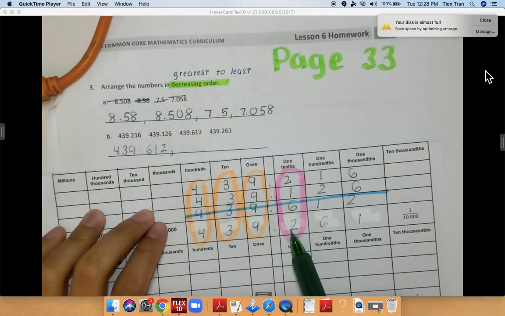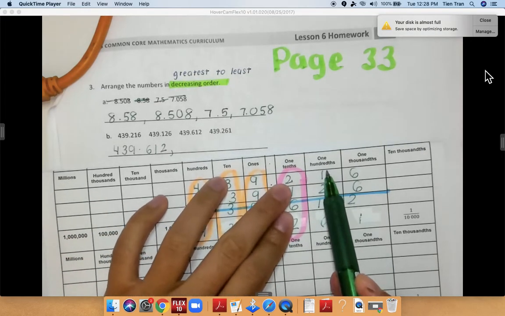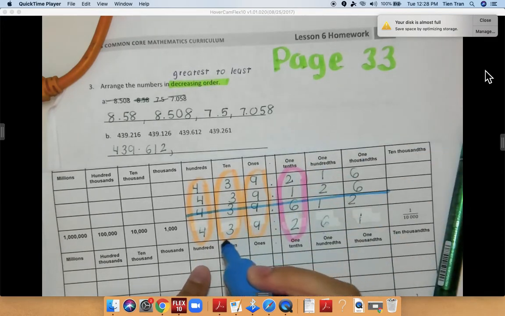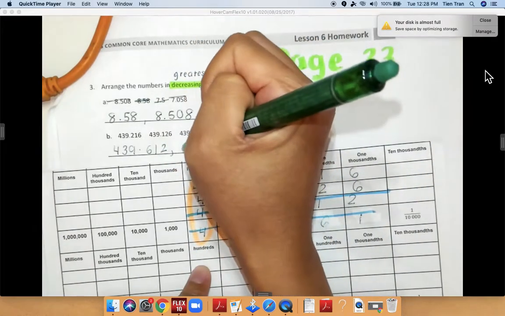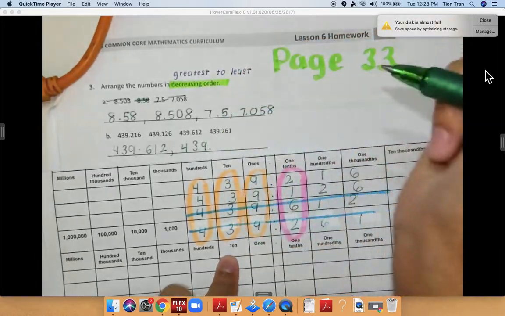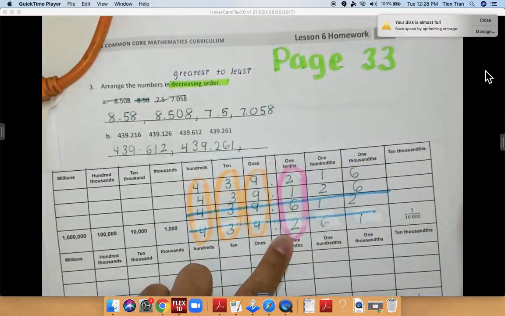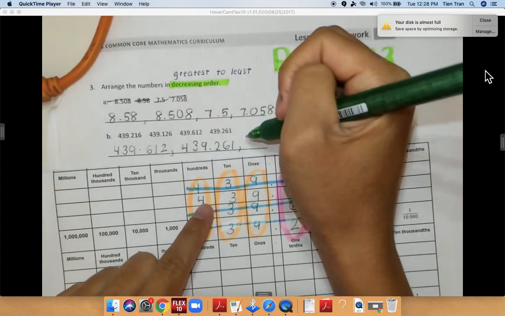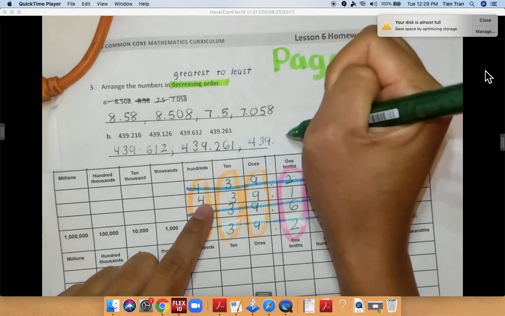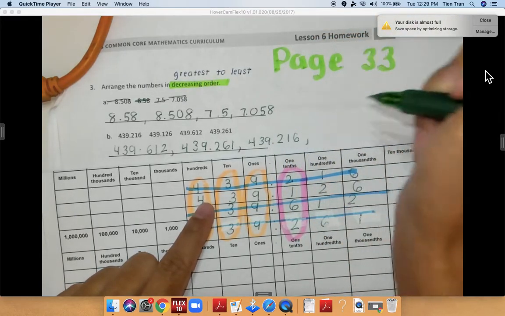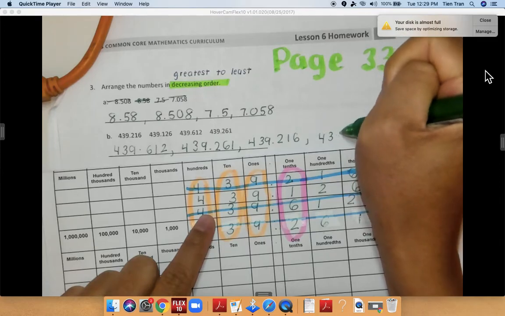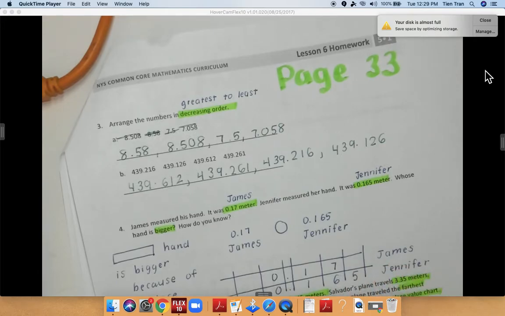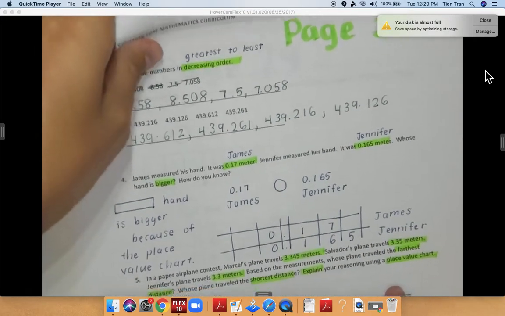Now I need to think which one's next largest. We have 2 and 2. 2 is obviously going to be larger. So now I'm just going to look at these two. I have 1 and 6. 6 is larger. So this is the next number that is the largest, 439.261. Okay. Now the 2, like I said, after that one is going to be the next largest, 439.216. And finally, we have 439.126.